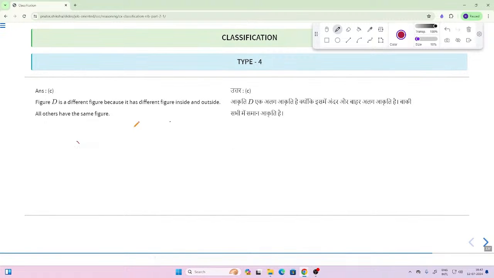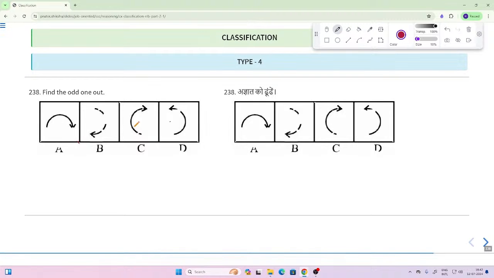Figure number D is the odd one out. Figure D has a different figure inside and outside. All others have the same figure. Hence, D is the odd one out.